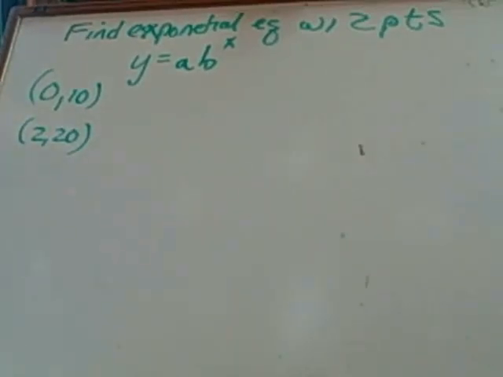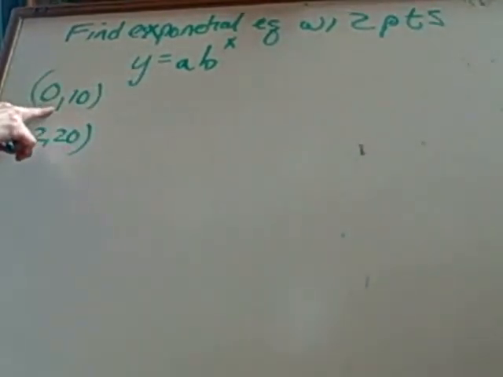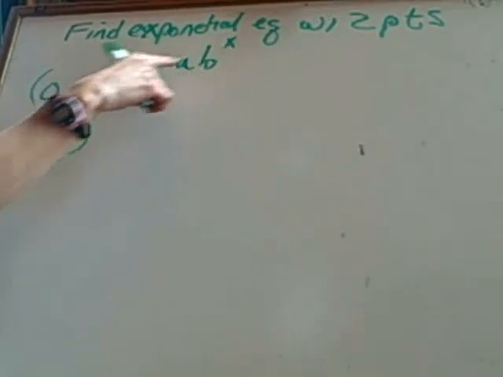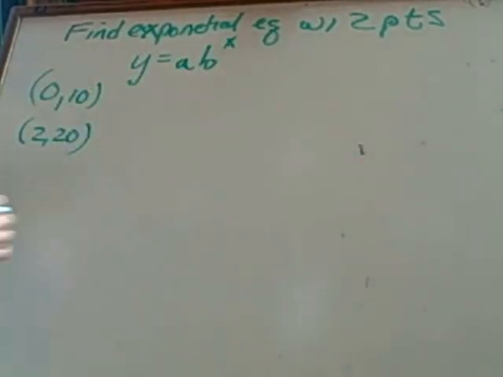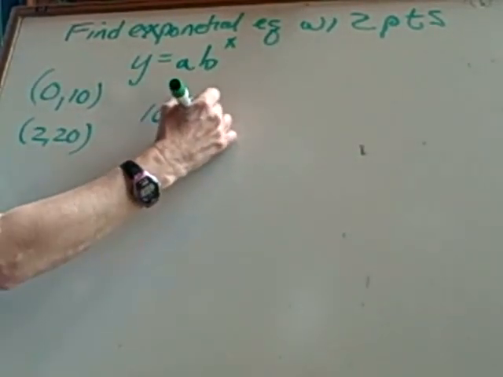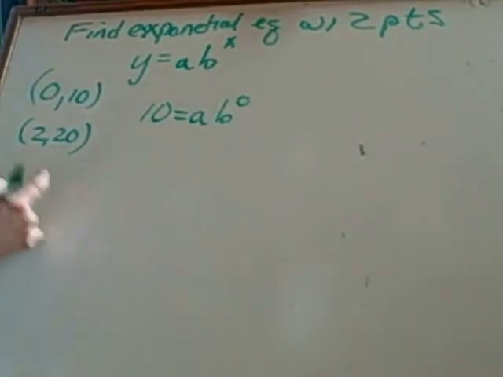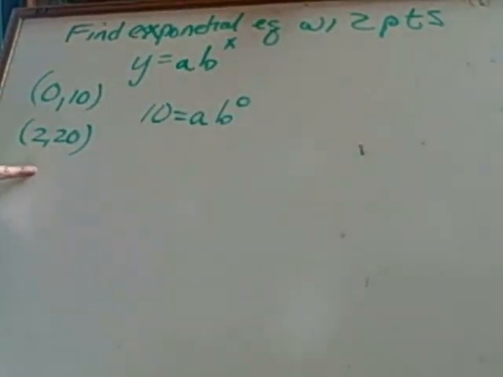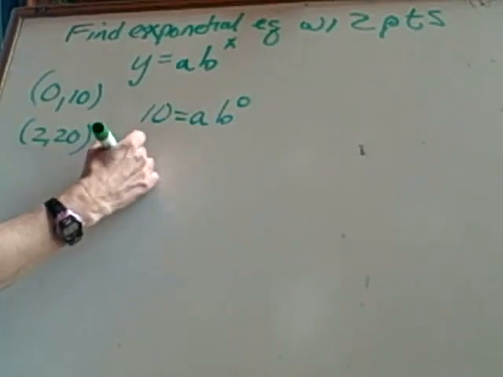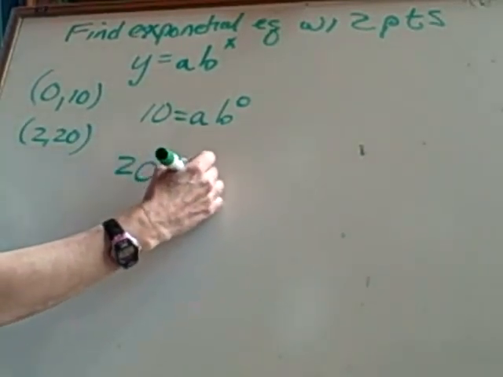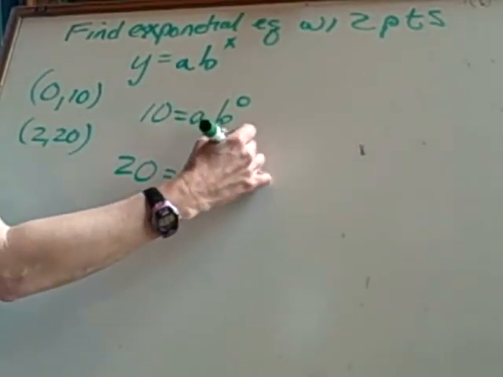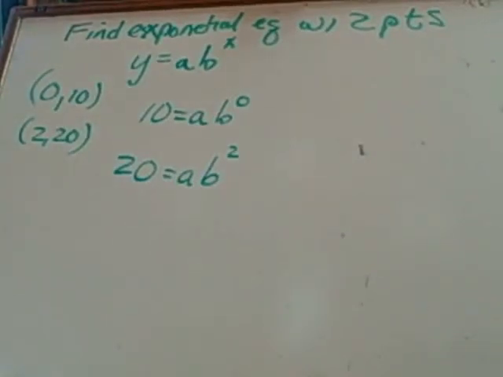And so what I'm going to do is substitute into this equation for this first one. I'm going to substitute in 0 for x and 10 for y. Okay? So let's see. 10 equals a times b to the 0. And then down here, I'm going to do the same exact thing. I'm going to substitute in 20 equals a times b squared. Are you seeing that? And we're going to use this system of equations to help us out.